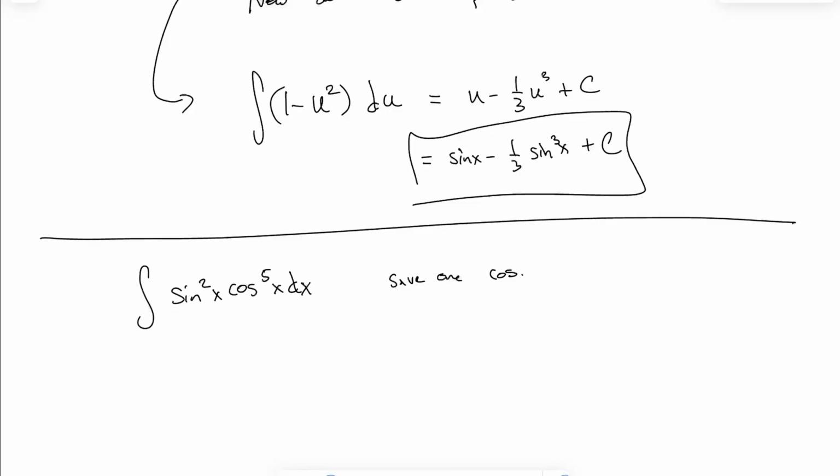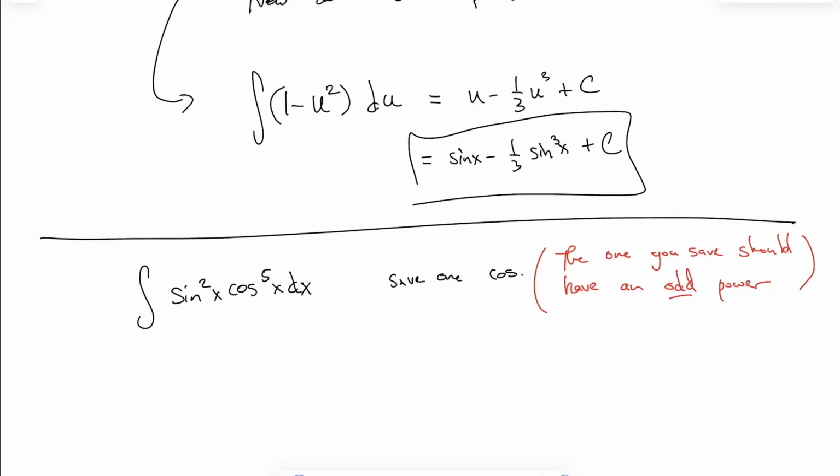And this is sort of a general principle. The one you save should have an odd power. You'll see in a moment why that's necessary. But the reason I'm going to save one of the cosines in this case is I can tell cosine to the 5 is an odd power. And the other one is an even power.